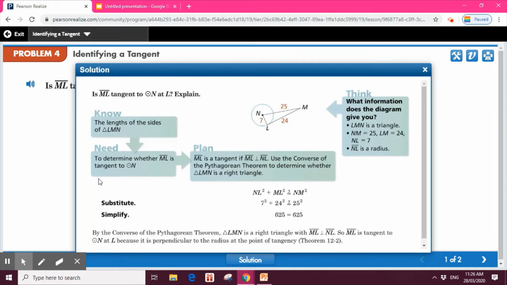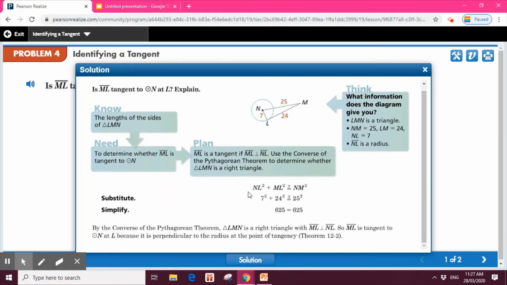So what do we need to determine whether line segment ML is tangent to circle N? What is our plan? Line segment ML is a tangent if line segment ML is perpendicular to line segment NL. Use the converse of the Pythagorean theorem to determine whether the triangle LMN is a right triangle. Substitute NL squared plus ML squared. Is that equal to line segment NM squared? Let's see.